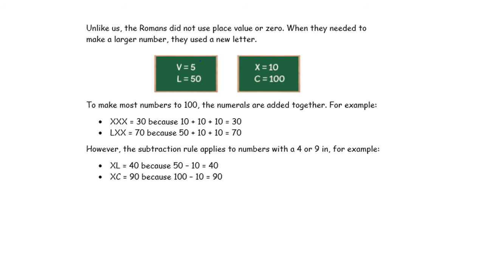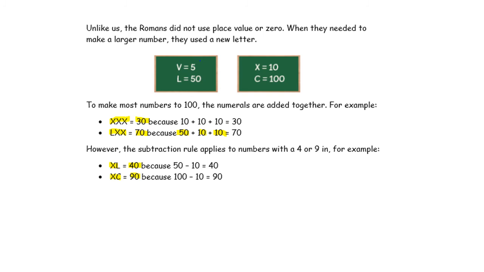So to make most numbers to 100, the numerals are added together like we already learnt. For example, XXX is 30 because 10 plus 10 plus 10 is 30, which is quite simple. And then LXX is 70 because we know that L is 50 now. So that's 50 plus 10 plus 10. Okay, so that's 70. However, the subtraction rule still is the same for numbers with a 4 or a 9 in. So for example, XL is 40 because you've got your 50, which is L, take away 10 because the X is before the L. That's 40. And then XC is 90 because you've got 100, which is your C, take away 10.